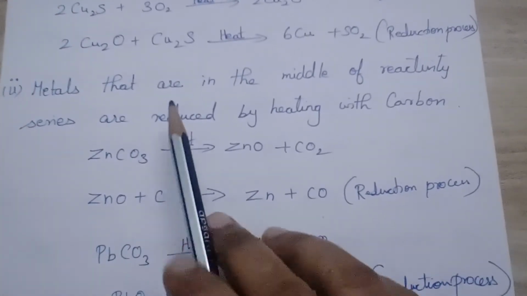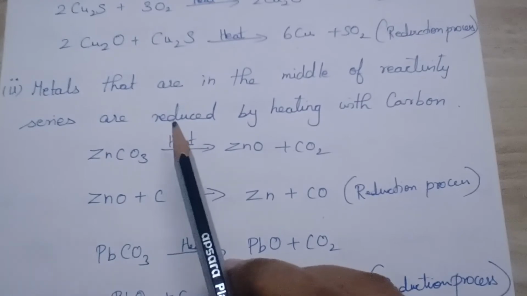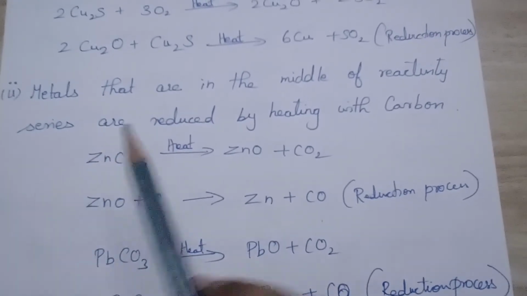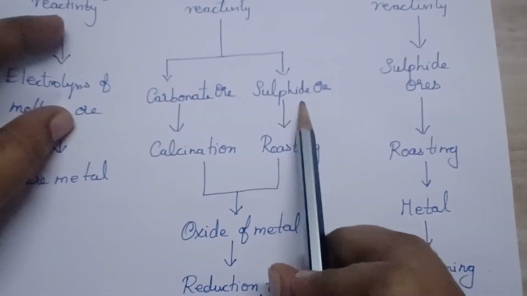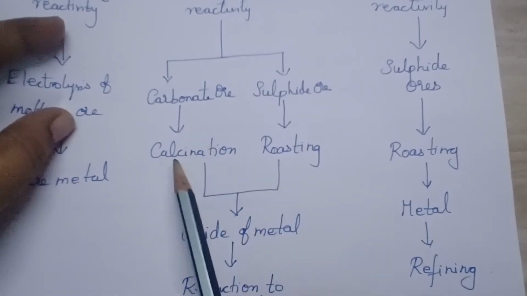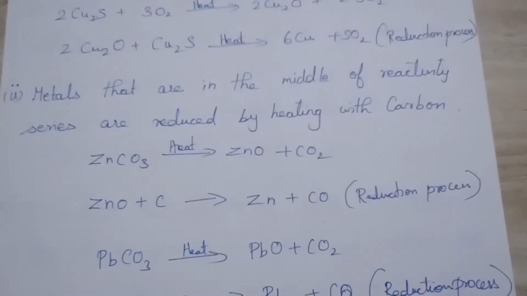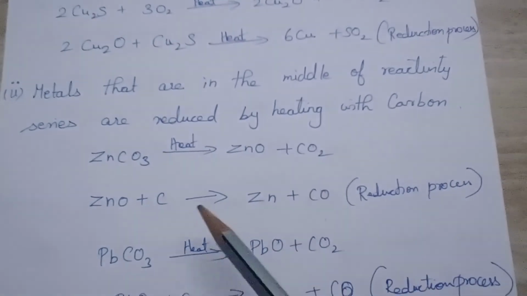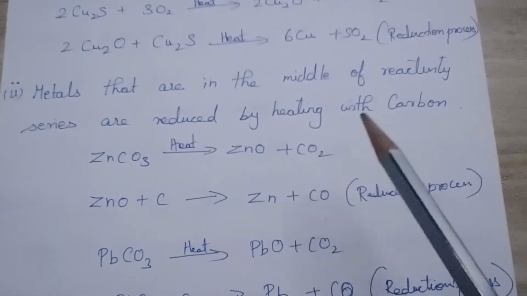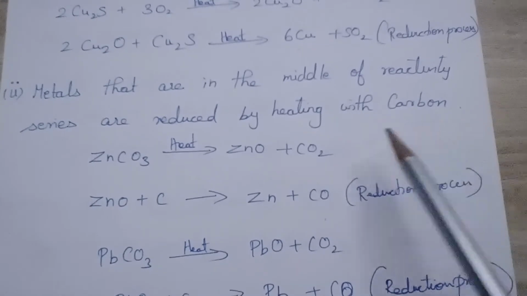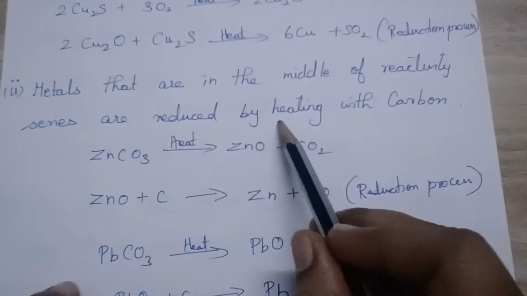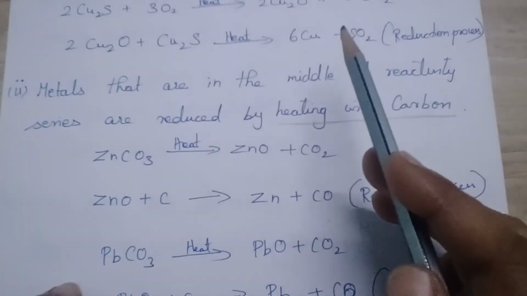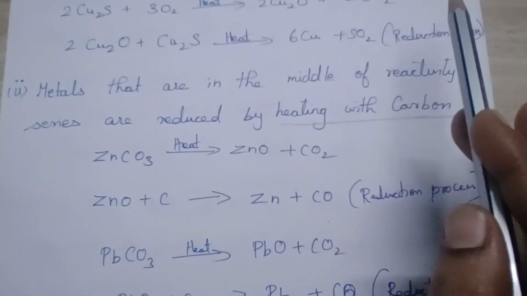When the metals are in the middle of the reactivity series, you will have both carbonate ore as well as sulfide ore. If it is a sulfide ore, we will go for the roasting method. If it is a carbonate ore, we will go for the calcination method. Once it is converted into metal oxide, how will you reduce it to metal? Using carbon. Metals that are in the middle of the reactivity series are reduced by heating with carbon.